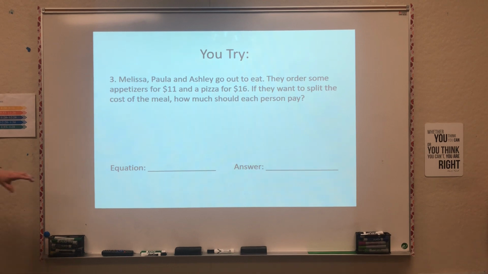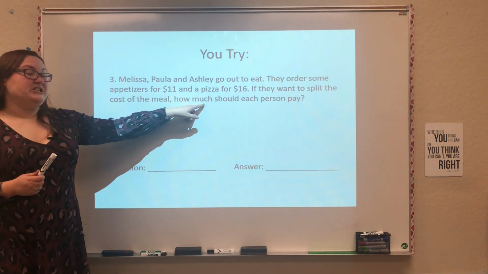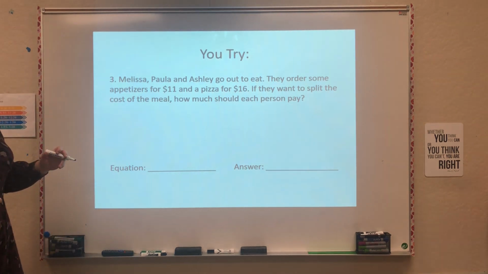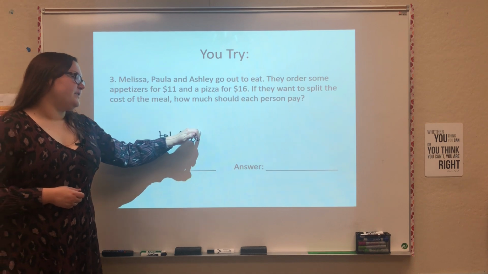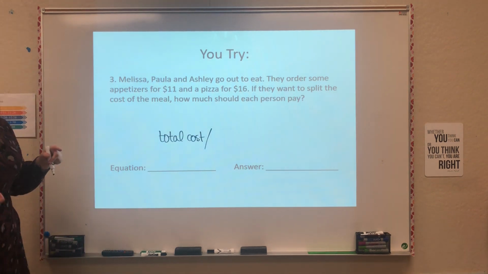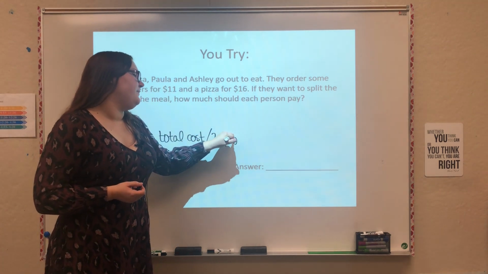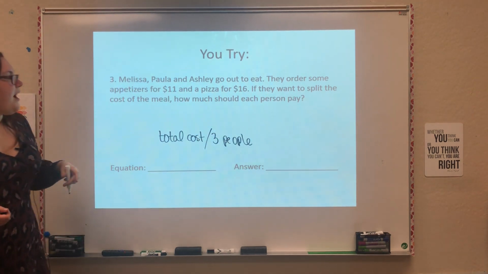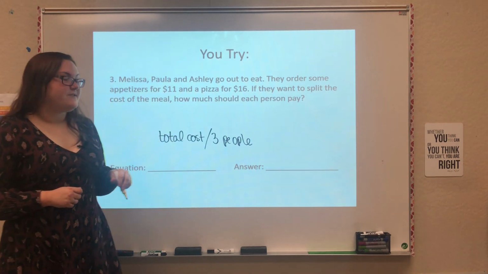All right, I'm going to really focus on what the equations for these look like. We're trying to figure out how much each person should pay. We want to know the total cost, and then we're going to divide the total cost by how many people there are. And here there are 3 people. That total cost was the $11 for the appetizer and the $16 for the pizza.